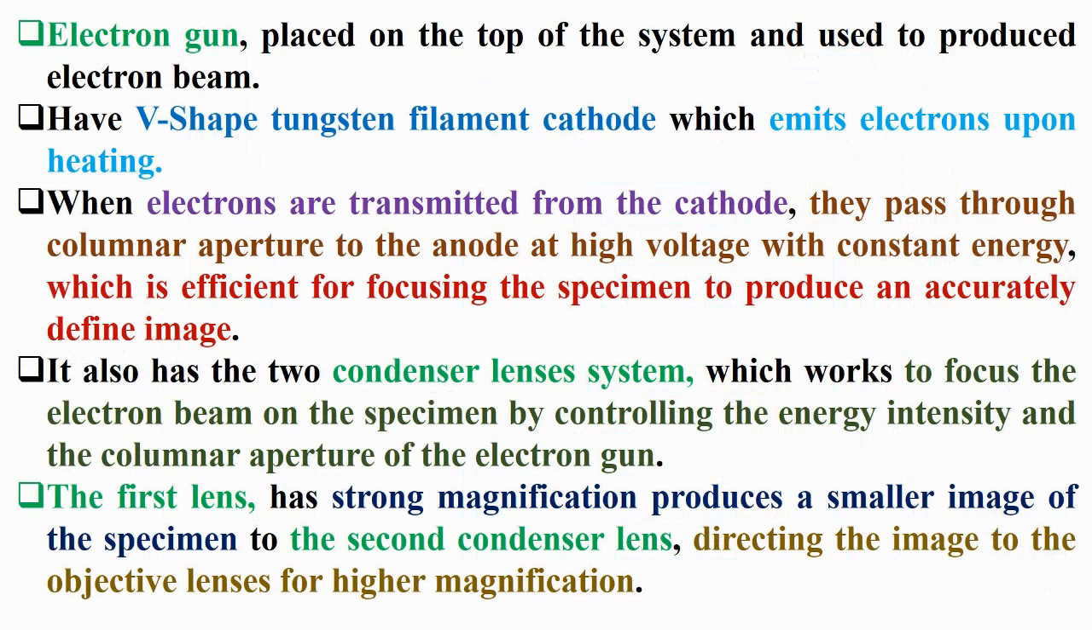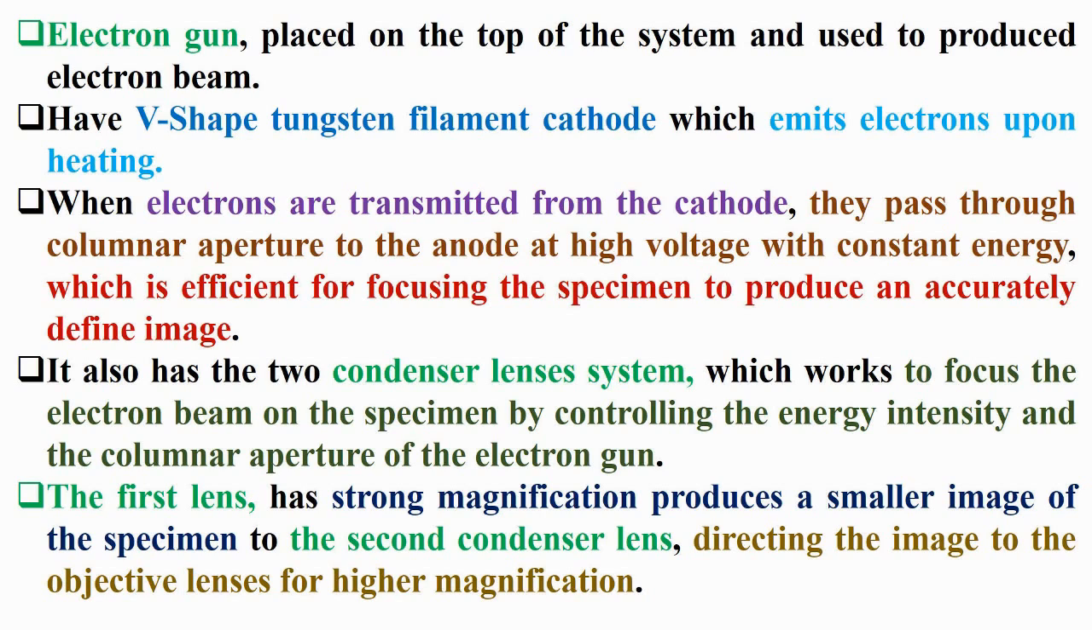In detail, the electron gun, placed on the top of the system and used to produce the electron beam, has a V-shaped tungsten filament cathode which emits electrons upon heating. Therefore, when electrons are transmitted from the cathode, they pass through a columnar aperture to the anode at high voltage with constant energy, which is efficient for focusing the specimen to produce an accurately defined image.